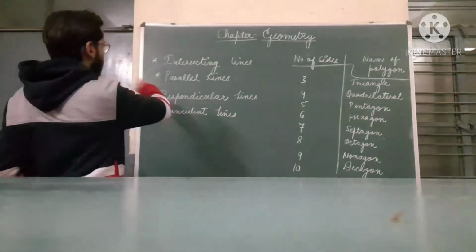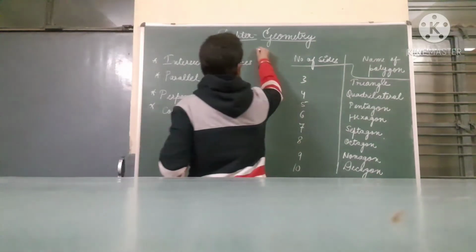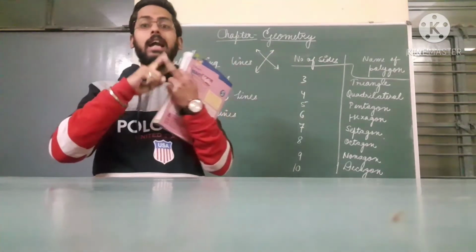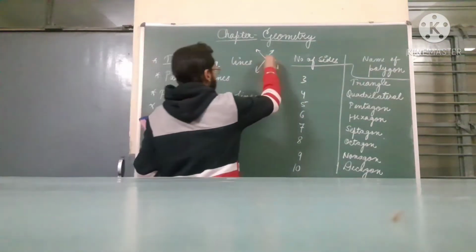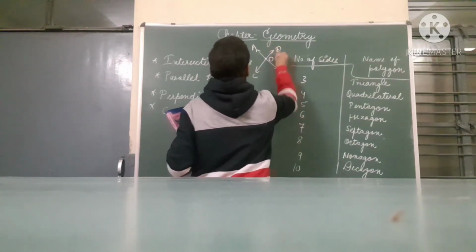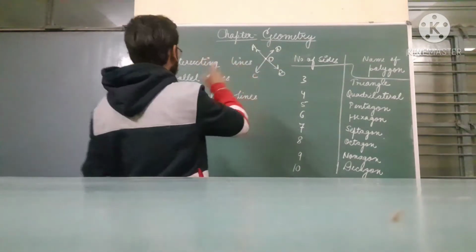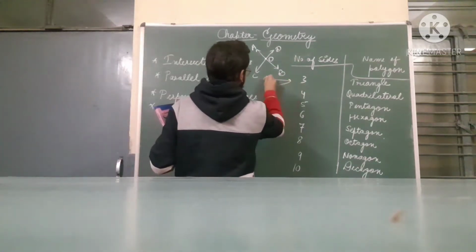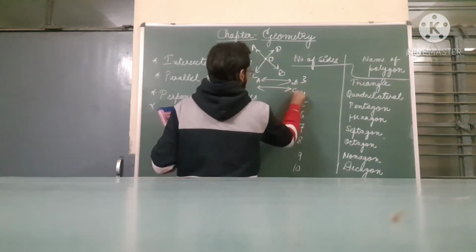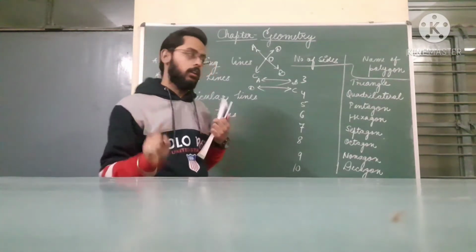First of all, we will discuss the intersecting lines. Intersecting lines are those lines in which, suppose we take two lines like this, and these two lines intersect at one point, which is the common point, and that is called O. Suppose this is O, A, B, C, D. This pair of two lines has just one common point, O. Parallel lines are those lines which never meet at any point. Remember this always: they can go to infinity but never meet at any point. Those lines are called parallel lines.